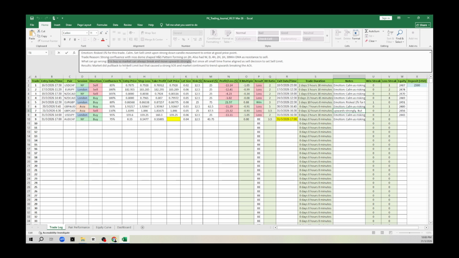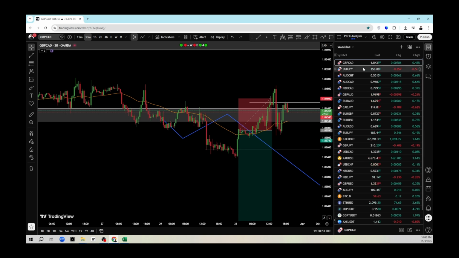Finally, the market did pull back to hit the sell limit, but that caused a strong shift of structure, and the market continued to trend upwards, breaking the area of interest. So that's exactly what happened, and I've updated as a loss. Now, the next trade that I took was USD JPY.